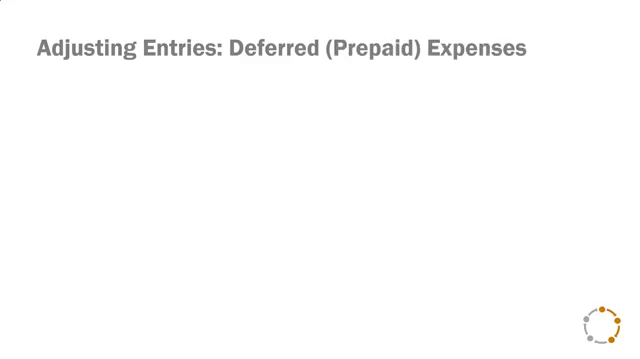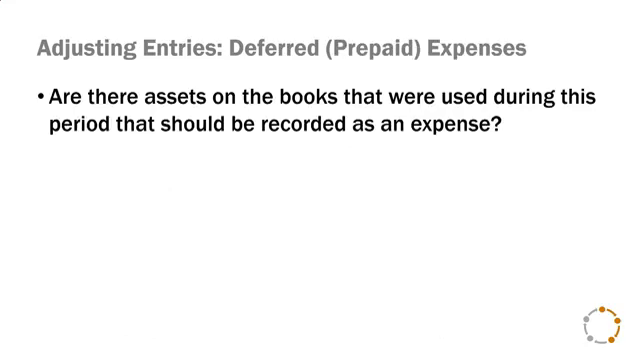Let's look now at deferred or prepaid expenses. Here we're looking for assets on the books that were used during this period to generate revenues and that, as a result of that matching principle, should now be recorded as expenses. What are some examples? One example is the premiums that a company paid in advance for insurance coverage for its employees. Another example would be assets like buildings and equipment that the company purchased in the past and expects to use over a long period of time.